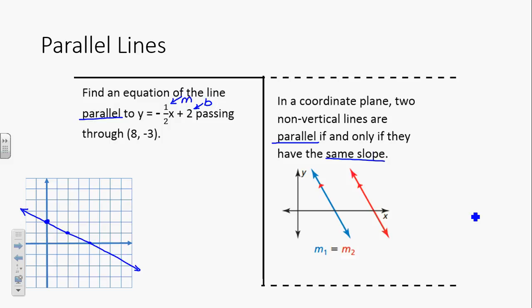Okay. I want my new line to be parallel to this one. Okay. If it's parallel, then it has the same slope, right? So if my original slope is -1/2, my new line is going to have a slope of -1/2 because parallel means same slope. Okay. So we'll plot 8, -3.